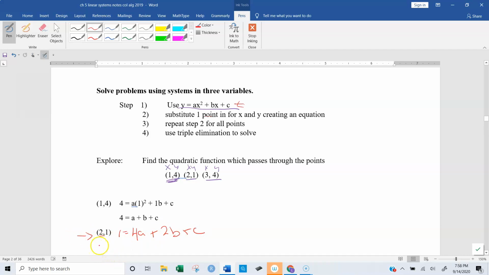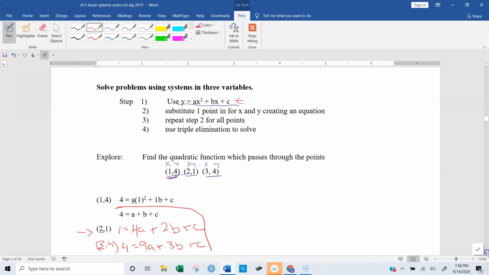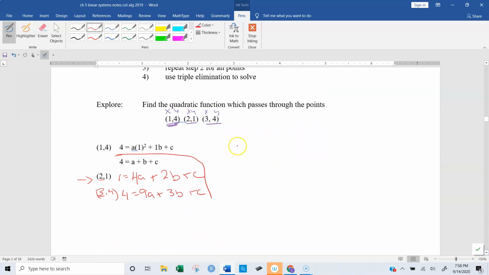Then my third equation, we're plugging in 3, 4. So now 4 is my y, equals square the 3, so 9a plus the 3b plus the c. So these are my 3 equations, and I need to eliminate. If you notice, the c is the same in all, so I'm going to choose c to get rid of.